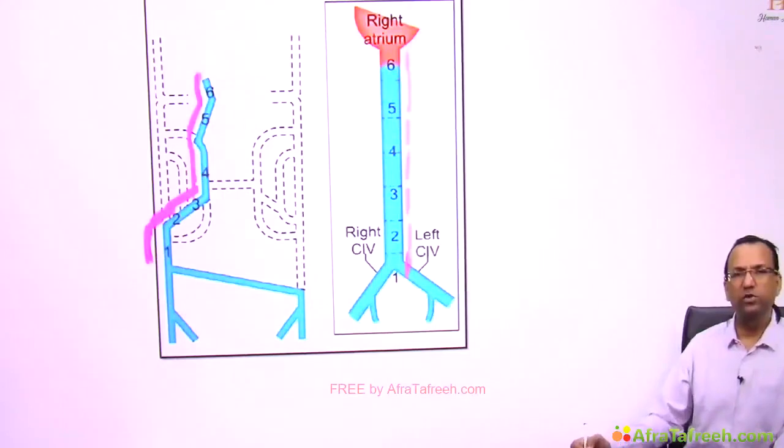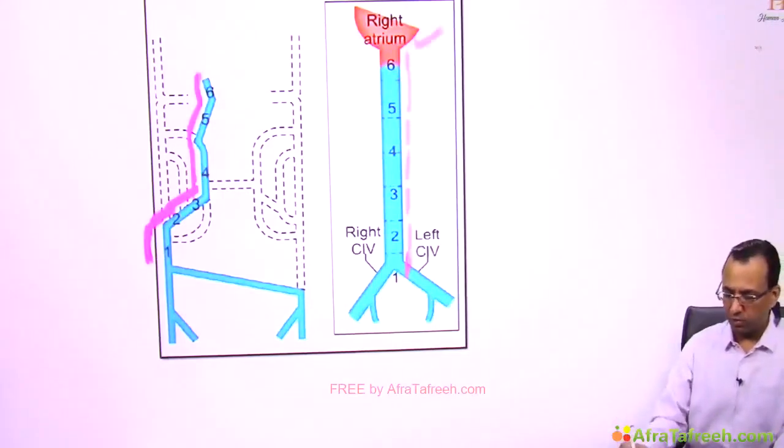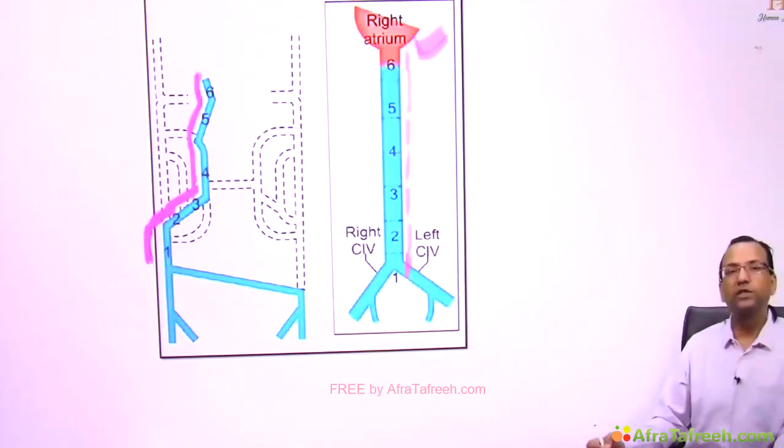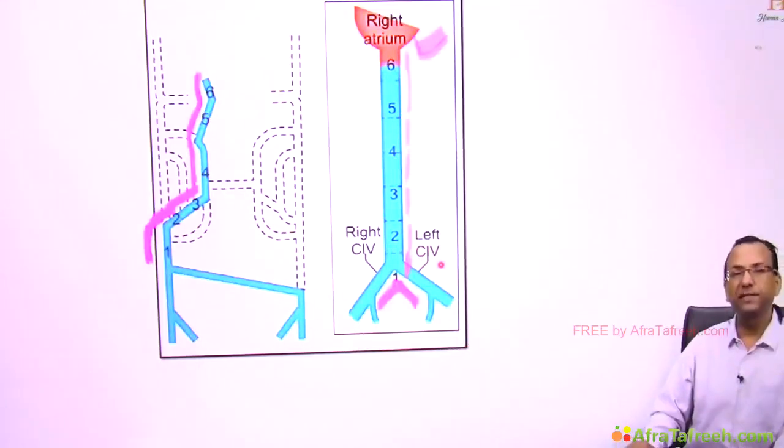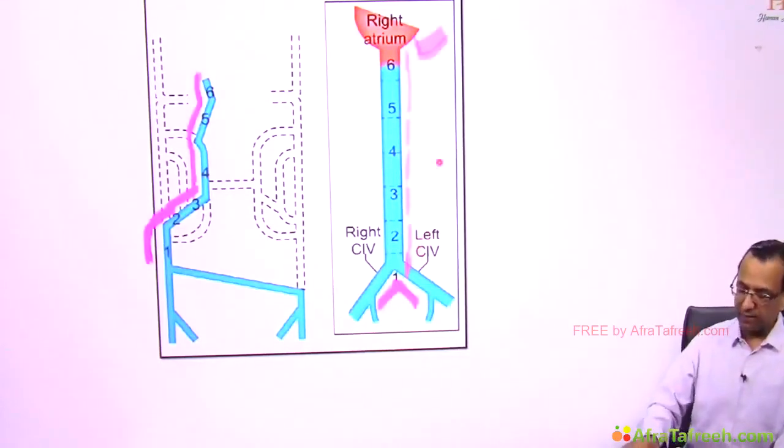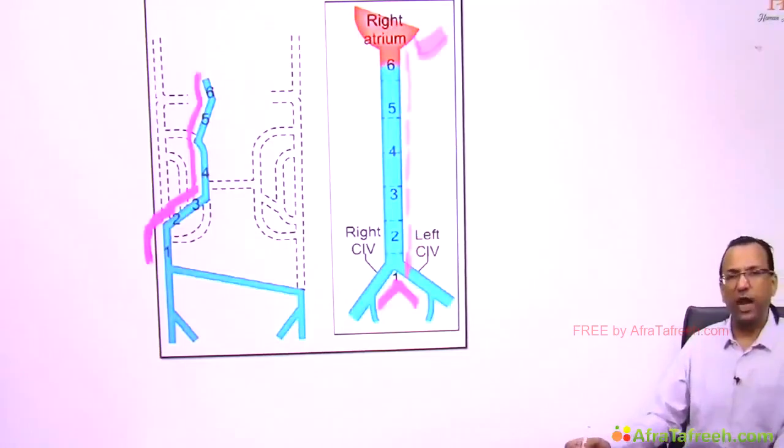What is this, 1, 2, 3, 4, 5, 6? Where is it going? To the right atrium. And where is it coming from? The union of two common iliac veins. So the union of two common iliac veins will form the IVC. Yes, anatomically. And then it drains into the right atrium. Can we draw this diagram? Yeah, of course, you have to draw the diagram. Now, let us draw the diagram.